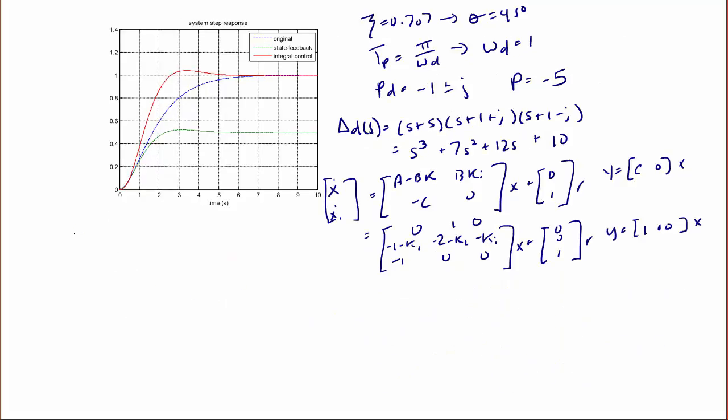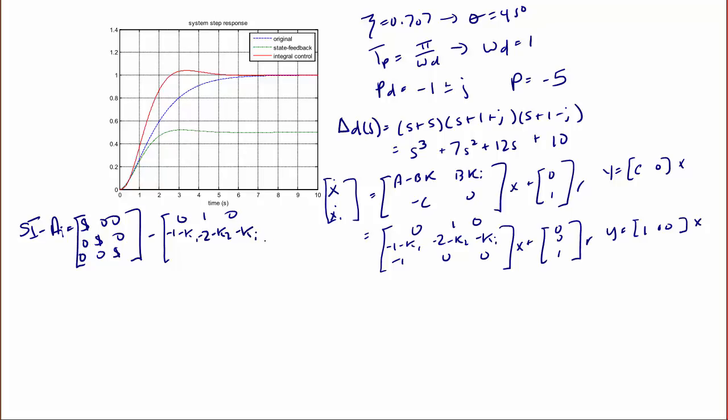So now we're going to find sI minus A sub I. sI minus A sub I is equal to [s, 0, 0; 0, s, 0; 0, 0, s] minus [0, 1, 0; negative 1 minus K1, negative 2 minus K2, negative K sub I; negative 1, 0, 0], which equals [s, negative 1, 0].